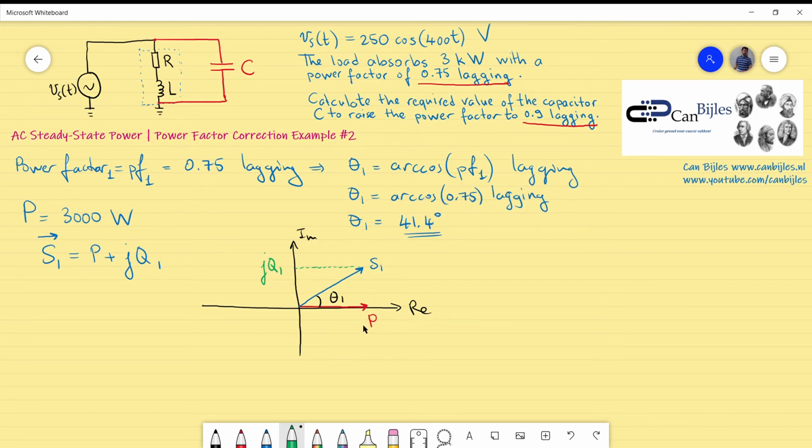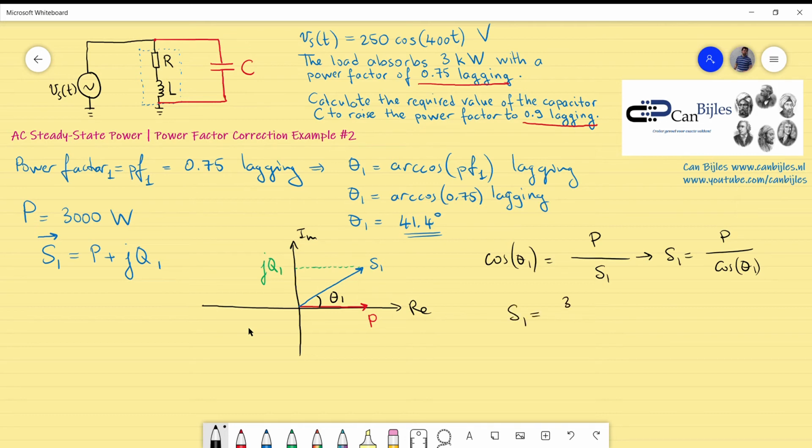If you know theta, which is now calculated, and you know P, which is also given, you can calculate S1. So let's write this down. What is the expression for this? The cosine of theta 1 is P divided by S1. So S1 will be P divided by the cosine of theta 1. Since we know all those values, we can determine S1.